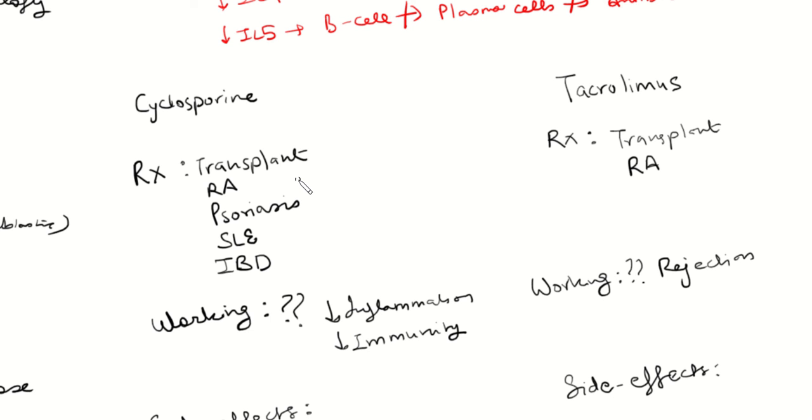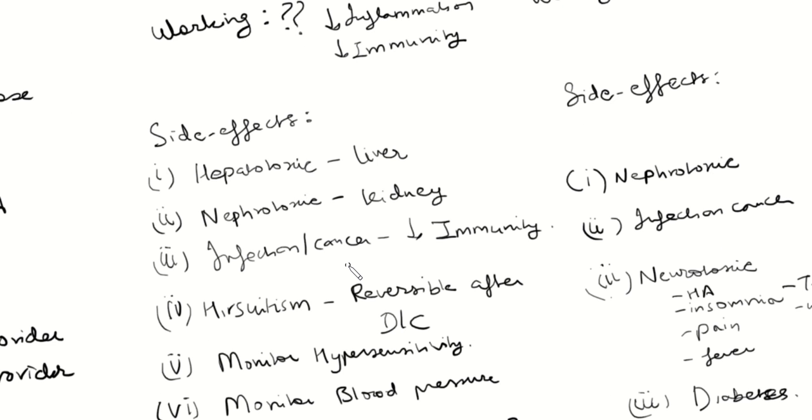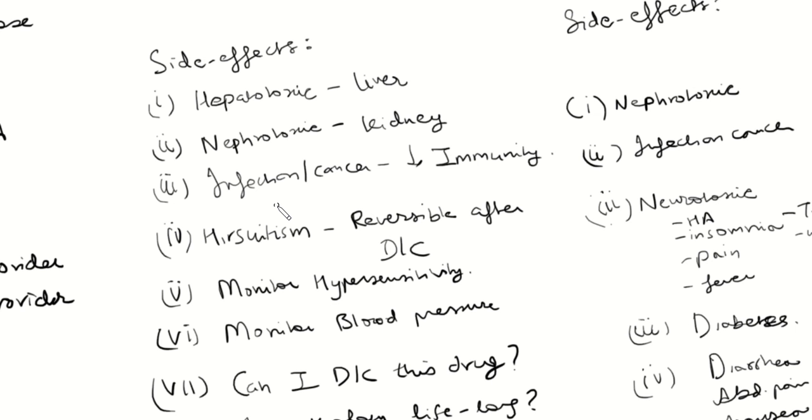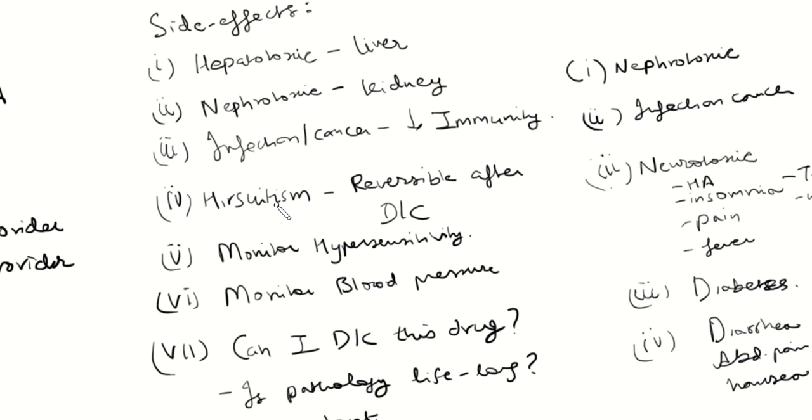If it's rheumatoid arthritis, different markers, right? If it's IBD, ulcerative colitis, you're not going to see bloody diarrhea. Okay, lots of side effects. Liver, kidney, it's toxic to both. Hypertension, so monitor blood pressure, hypersensitivity, hirsutism, which is you get lots of hair growth. Again, it's reversible after the drug is discontinued.